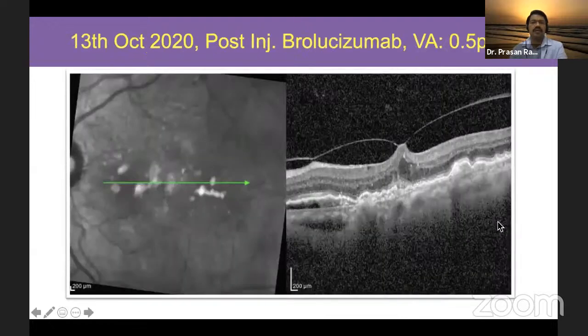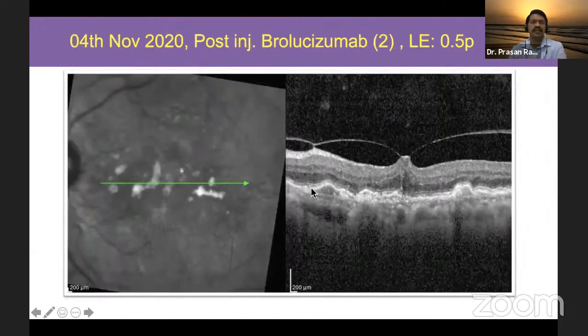So having not responded very well, I decided to give brolucizumab. We discussed the option of an RPE rip. This is how he responded, with a significant reduction in the PED fluid. There's a little fluid still present, so we decided to treat him with a second injection, and his vision improved significantly from 0.2 to 0.5.